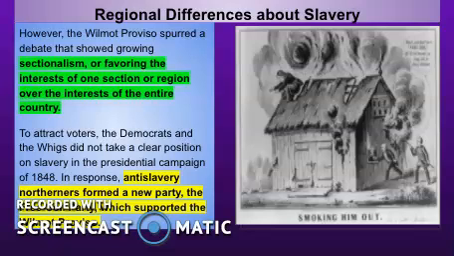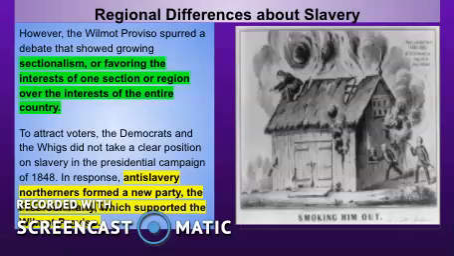The Northern-controlled House passed the document, but in the Senate, the South had more power. The Wilmot Proviso did not pass. Now, before this time, politicians had usually supported the ideas of their political parties. However, the Wilmot Proviso spurred a debate that showed growing sectionalism, or favoring the interest of one section or region over the interest of the entire country.